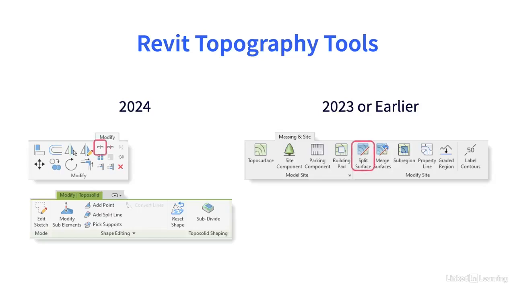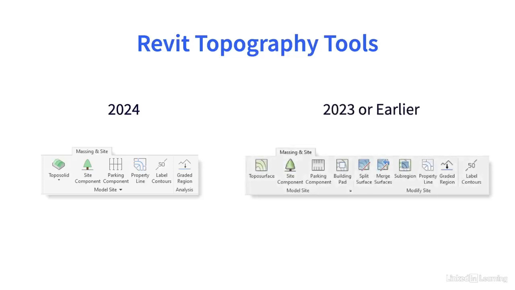So, for example, in Revit 2023, we had a split surface tool directly on the Massing and Site ribbon. Well, that function will now be accomplished with the Split tool on the Modify tab, and we'll look at that in a future video. Likewise, the subregion tool was also right there in the Massing and Site tab. Now it's been renamed to Subdivide, and it occurs when you select an existing Topo Solid. So the functionality is still there. It's just in a slightly different location if you're familiar with an earlier release of Revit.